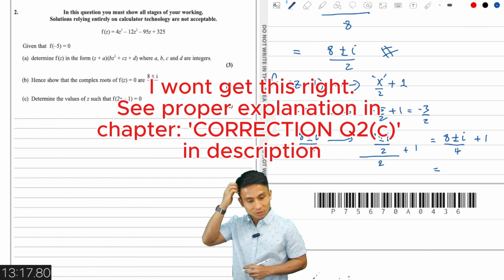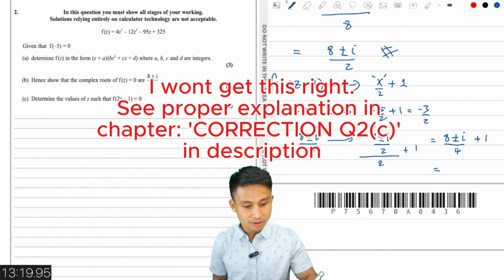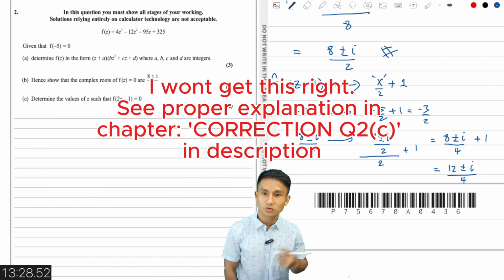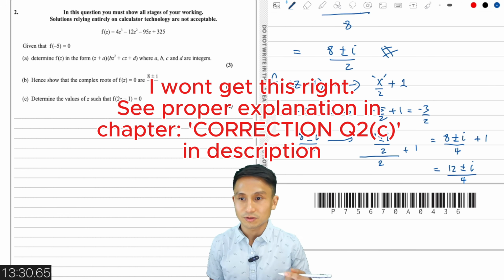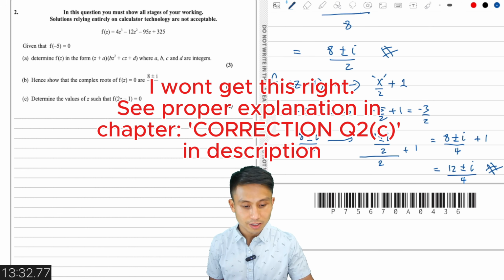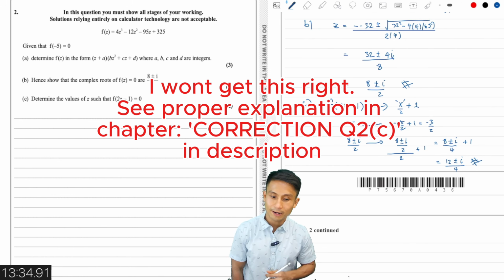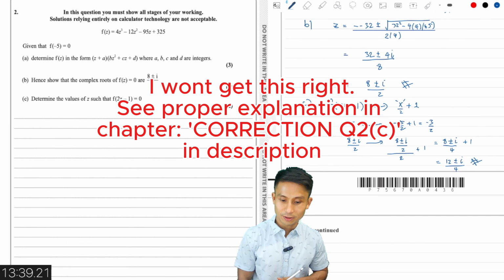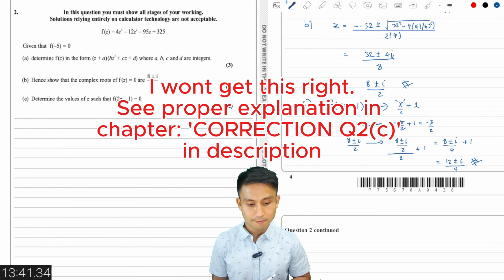What's that going to be? So 1 is basically 4 over 4. So that's going to be 12, right? Yeah, because you add 4 to 8, you get 12. And plus minus i is still the same and divided by 4 here. So those would be the two complex roots after the transformation. All right, and that's it. Okay, that would be my answer there. I think everything is okay here. Let me just double check. Yep, I think I'm happy with that.